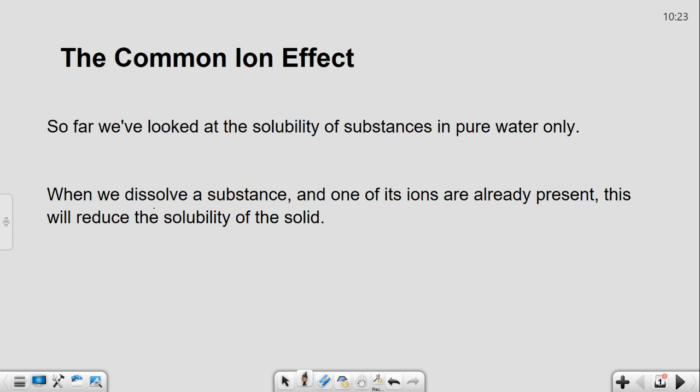Hey guys, welcome back to another chemistry lesson here as we wrap up our equilibrium unit. Today we're going to look at something called the common ion effect, which is exactly what it sounds like. It's if you have an ion in common in a solution.